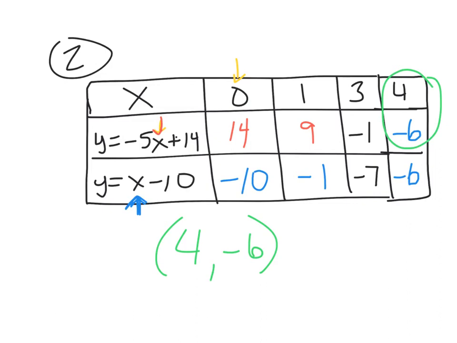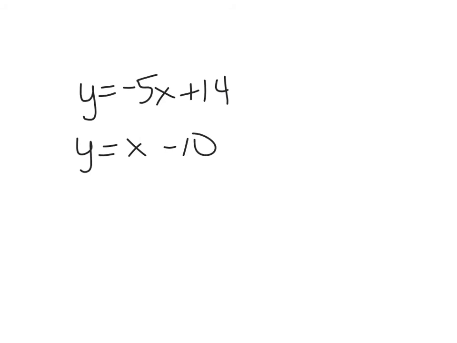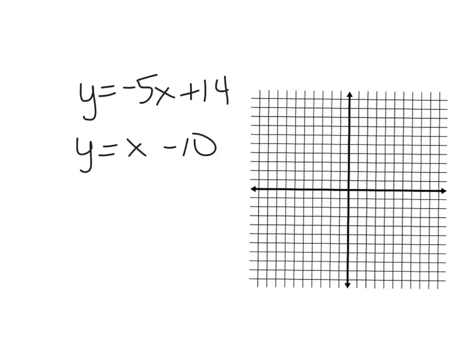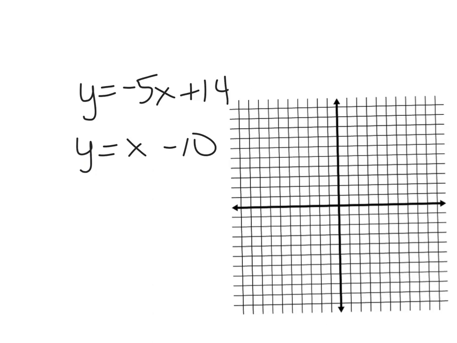Okay, now let's graph it. Same equations, we're just graphing them. So we have y equals negative 5x plus 14, y equals x minus 10. Okay, so let's make this my red line, this my blue line.